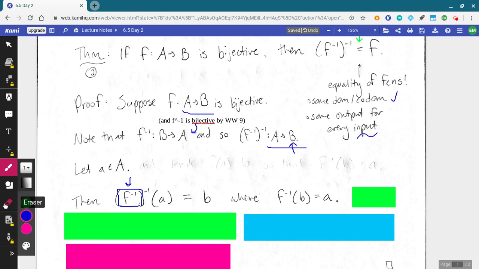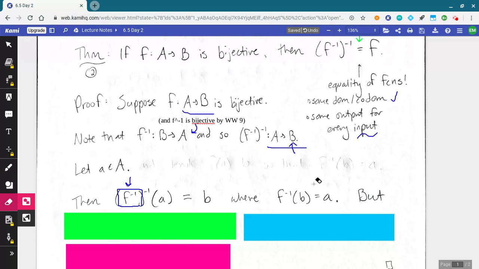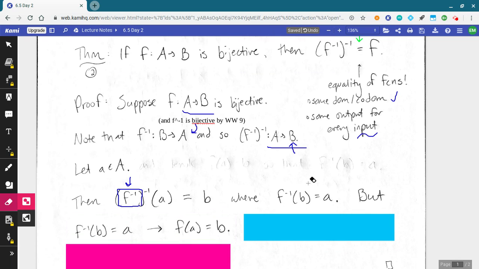All right, well, let's continue unwinding. F inverse of B equals A, well, that tells us something about F, right, that F must send A to B. So F inverse of B equals A implies that F of A equals B.